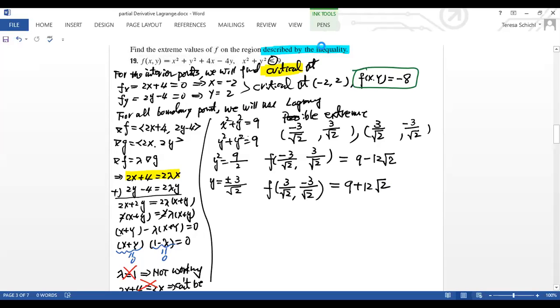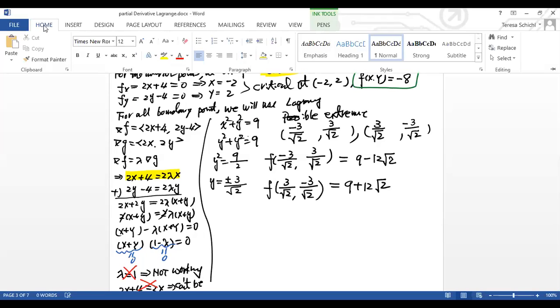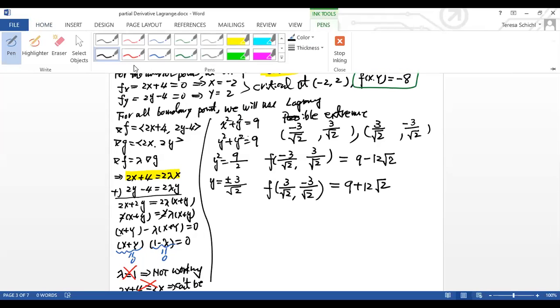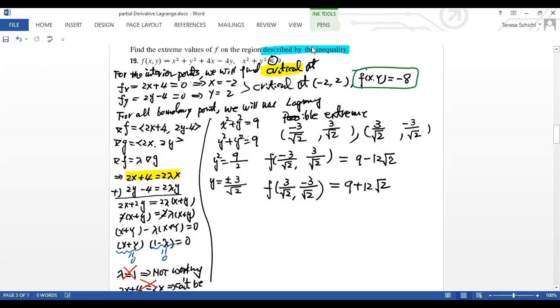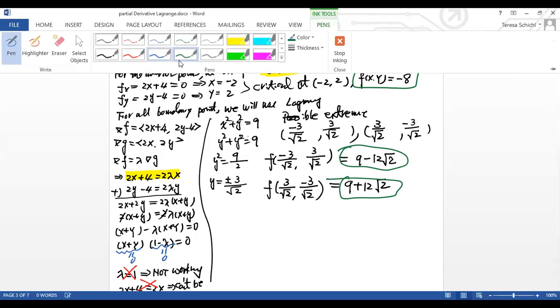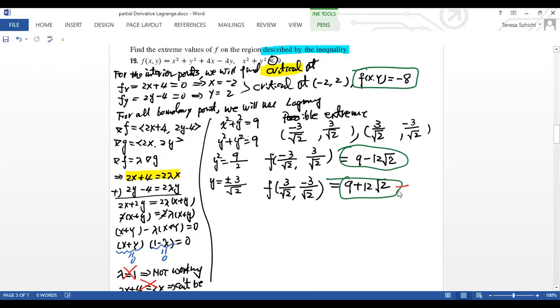Let me circle it here. I get the same color pens. So I'm going to have this value, and I'm going to have this value. I'm comparing, right? Obviously, both of these two are negatives, so I know this one has to be the max. Let's take a look at the 12 times the square root of 2.